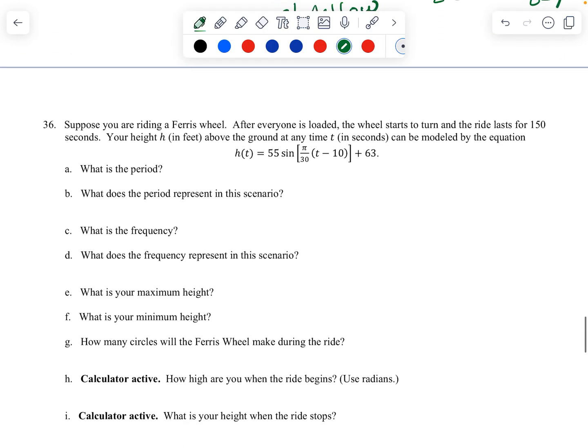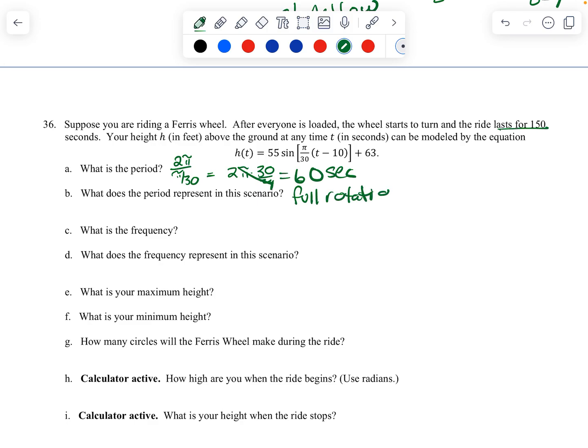And number 36, you're riding a Ferris wheel. So here's our equation. The ride lasts for 150 seconds. Okay, so the period, 2 pi over b. So 2 pi over pi over 30. So 2 pi times 30 over pi. So period is 60 seconds. So what does that represent? A full rotation. What is the frequency? Would be 1 over 60. So that's how far it travels in 1 second.